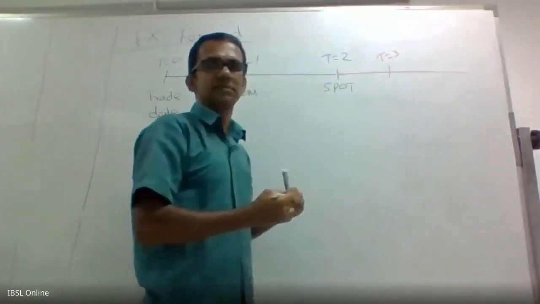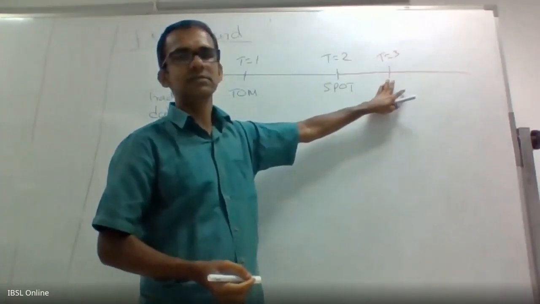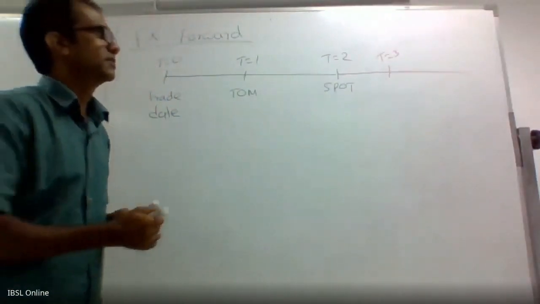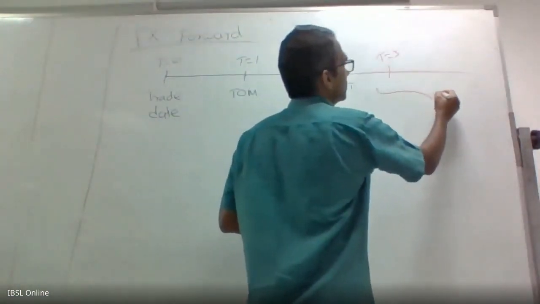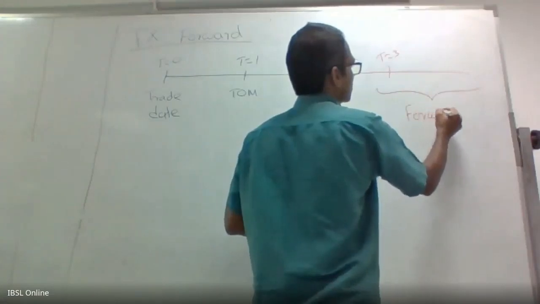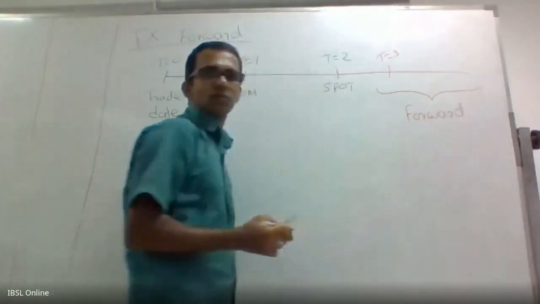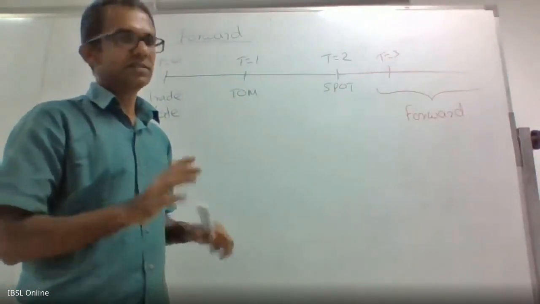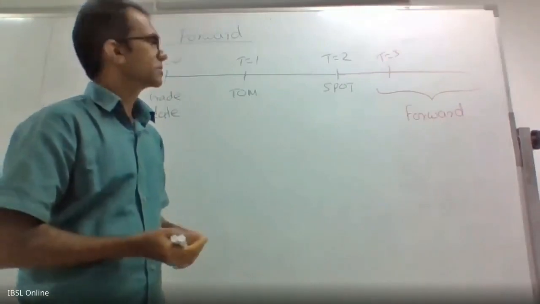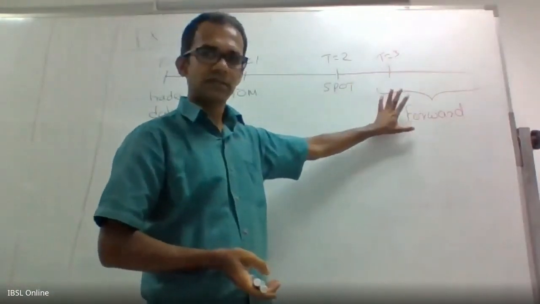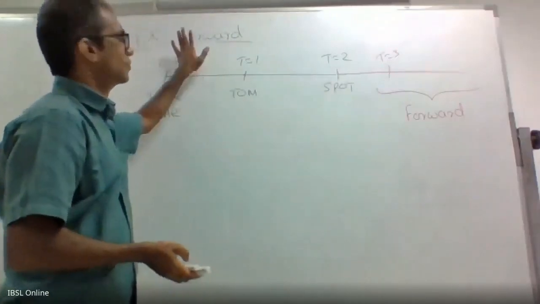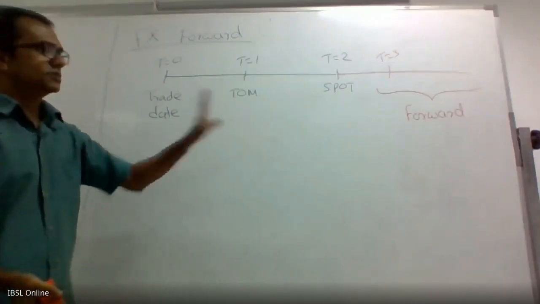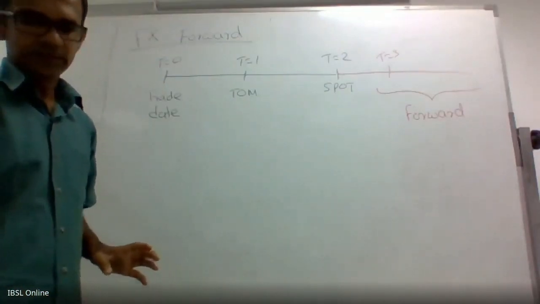it may be 3 days, 4 days, 5 days, 90 days, 100 days, 360 days, whatever. All these we call forward transactions. Any settlement date that falls beyond the spot date. These types of transactions are called forward transactions. So we know what a forward transaction is.